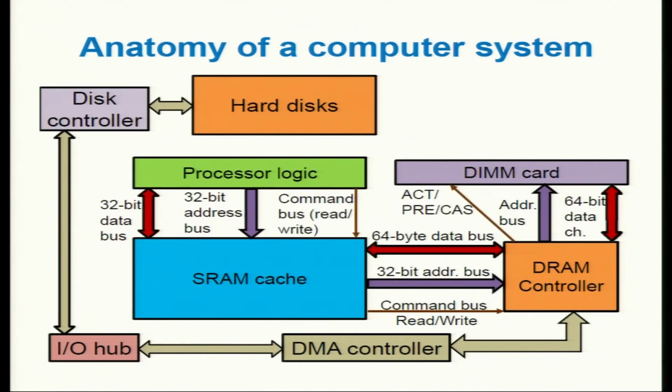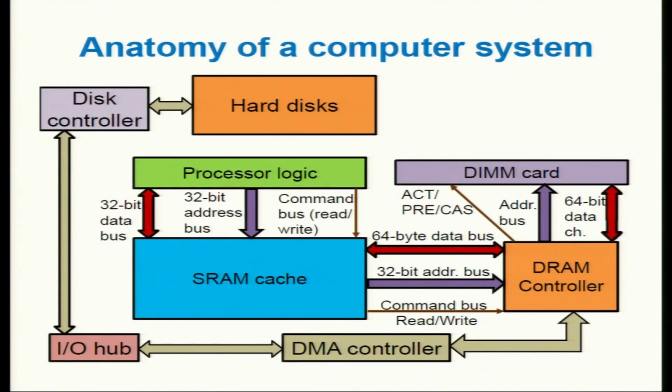Maybe a few tens of megabytes. That may not be able to hold all your data. So if you can't find something in the SRAM cache, you have to go to the DRAM controller. And there the interface is typically fatter than what you have here. You have a 64-byte data bus. So that's the grain of data transfer between the cache and the DRAM. At a time, you can transfer 64 bytes of data.